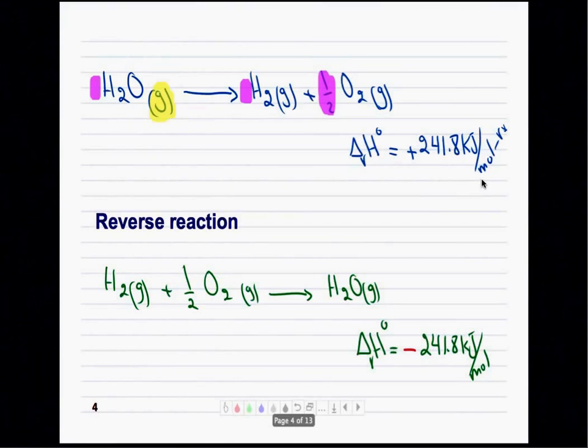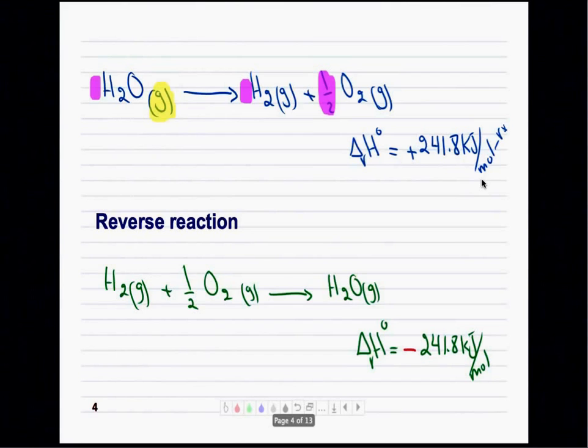So first of all, is this reaction endothermic or exothermic? The upper one, not the lower one. We're talking about the upper one. Is it endo or exo? Endothermic. So this delta H is telling you that this reaction needs heat to get going. For this decomposition to happen, you need heat.